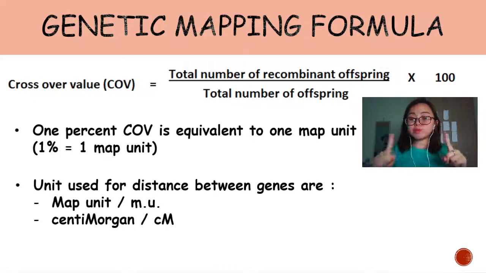So you can use map unit, which is m.u., or you can also use centimorgan, cM. Tengok betul-betul di bawah sana tu, cM, c kecil, M besar. Unit ini dinamakan sempena saintis yang mengkaji linked gene. Okay, so you can use map unit, you can use centimorgan.